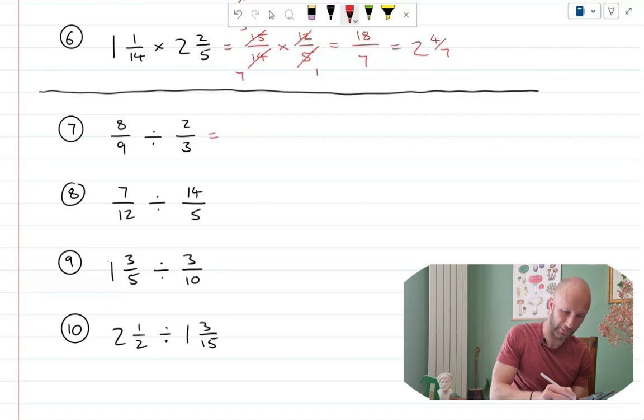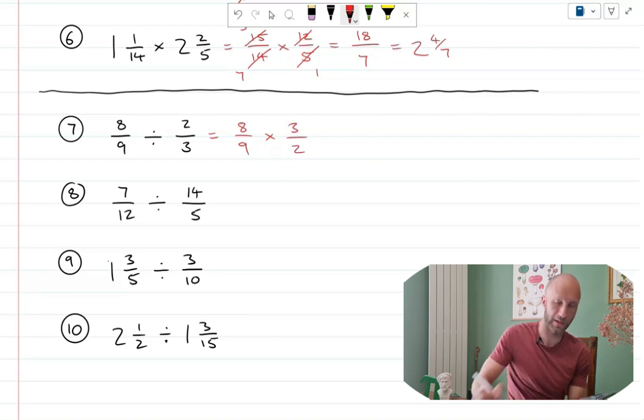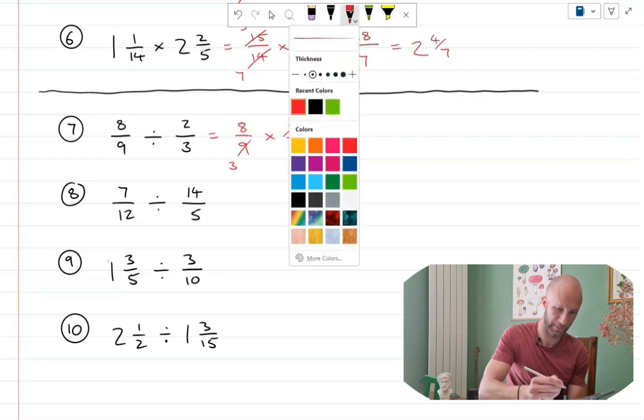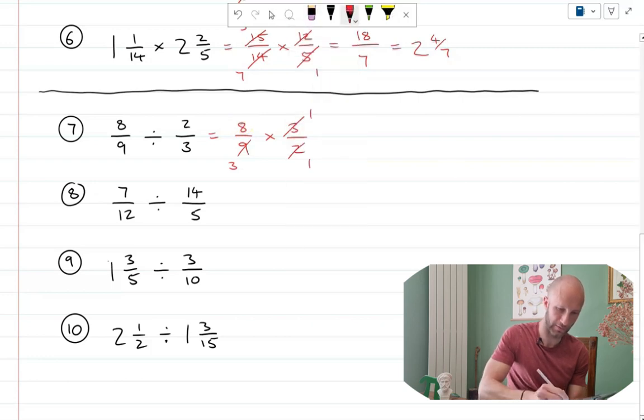So 8/9 divided by 2/3. So division, we keep the first fraction the same, doesn't change. We flip the second fraction and change to multiplication. And then we pretend like it's a multiplication question. So we look for common factors on this diagonal for 9 and 3, which is 3. So cross the 3 out and write 1, cross the 9 out and write 3. And then common factors on the other diagonal with 8 and 2. 2 is common. So we'll have 2 into 2 goes once, and 2 into 8 goes 4.